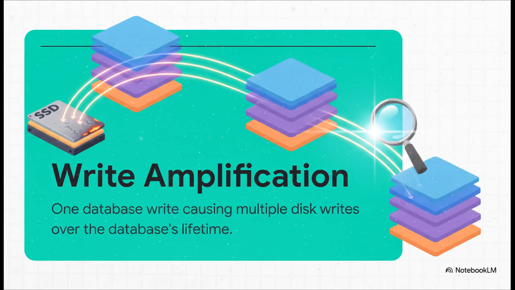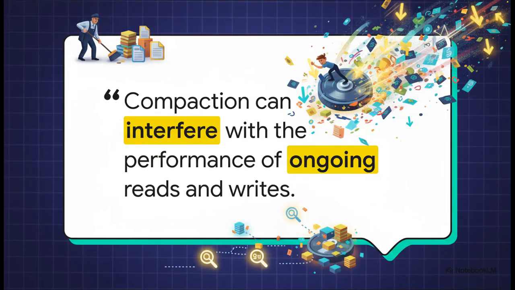Because the LSM tree never updates anything in place, a single piece of data is initially written to an SSTable. But then, as those background processes kick in to merge and compact files to save space, that exact same piece of data might get rewritten to the disk again and again and again over the database's lifetime. Quite literally, this is why your SSD wears out so much faster under heavy LSM workloads. As the source material points out, there's another hidden cost here too.